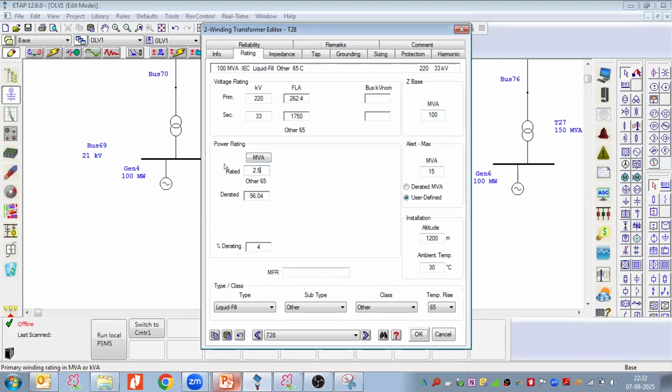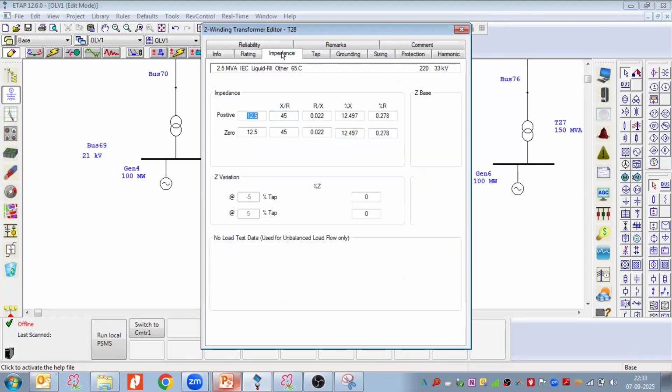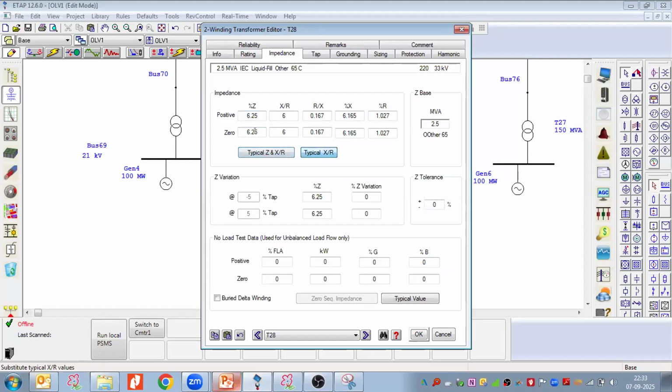Again, we can take any rating. Take a 2.5 MVA transformer. Let us go with 1000 meter altitude. Okay, percentage impedance, let us go typical. Now it is 6.25. So you can see, since it is 6.25 and not the 6%, the X we are coming to over here is 6, right?